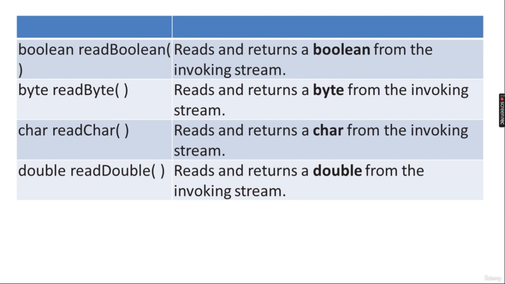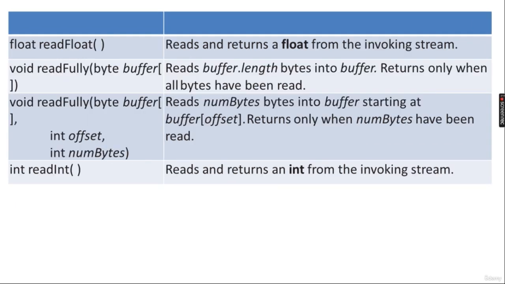Boolean readBoolean reads and returns a boolean from the invoking stream. readByte reads and returns a byte from the invoking stream. readChar reads and returns a character from the invoking stream, and readDouble reads and returns a double from the invoking stream. readFloat will read and return a float.